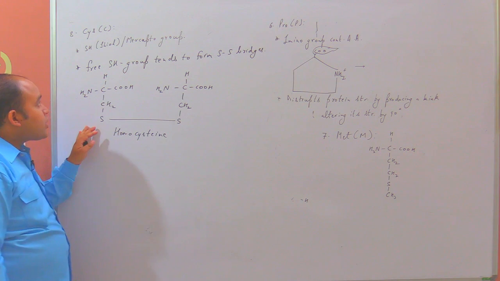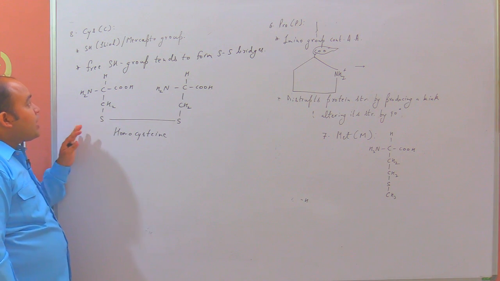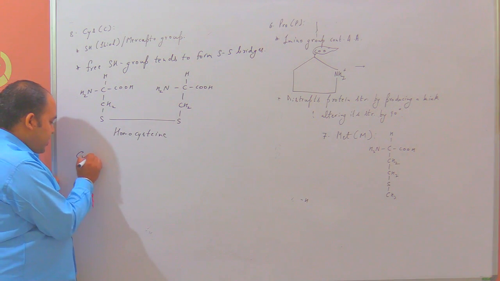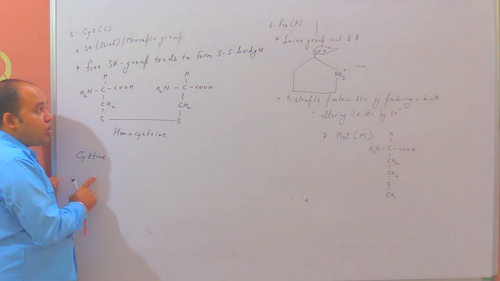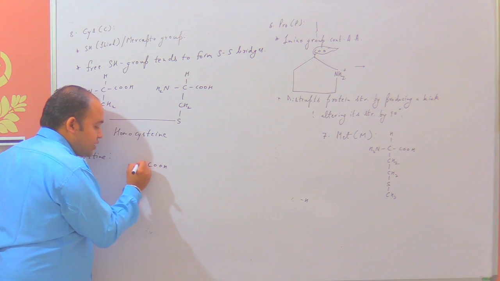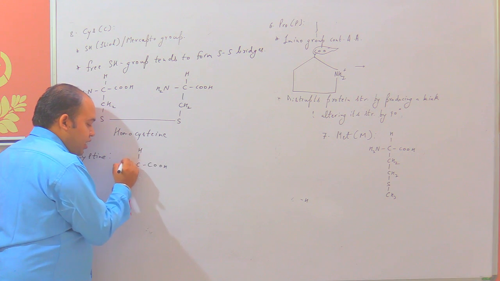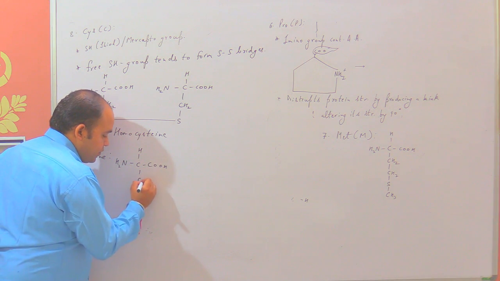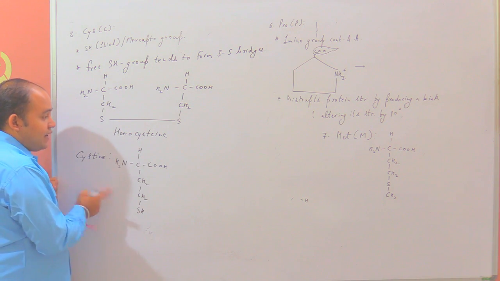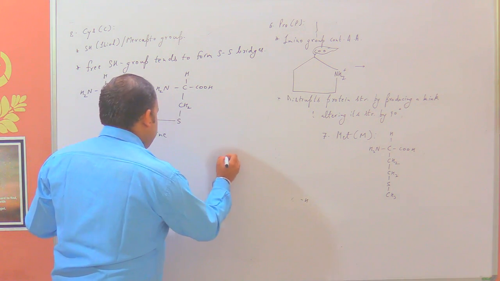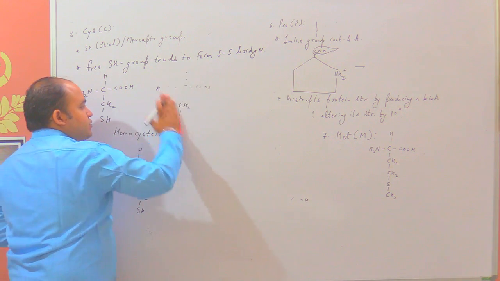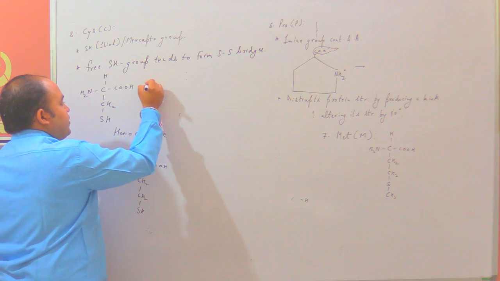Now you should not get confused with another structure, that is the structure of cysteine. Cysteine is another molecule that has almost a similar structure. It has the structure of COOH, C, H, NH2, CH2, CH2, and SH. This is cysteine and this is cysteine.